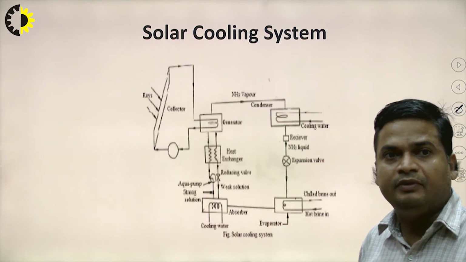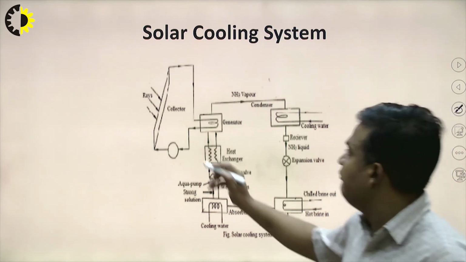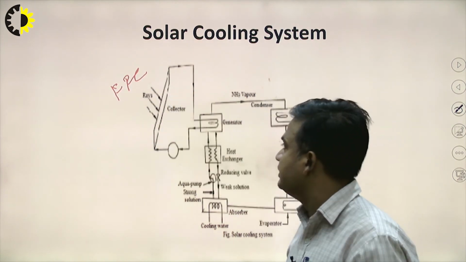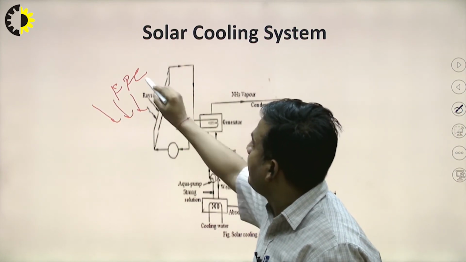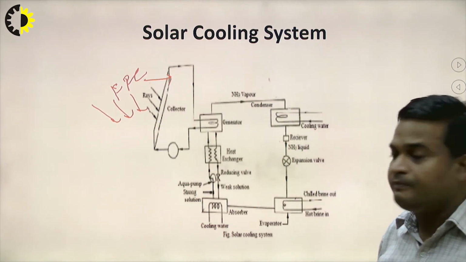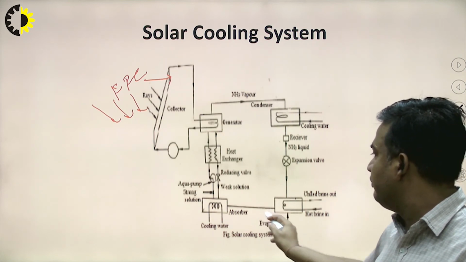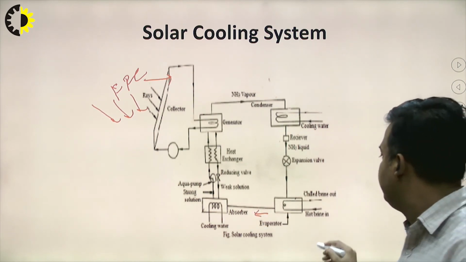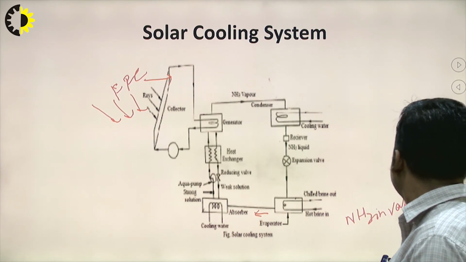Now this is the diagram of this whole solar cooling system. This is the FPC, that is, the flat plate collectors, and radiations are coming from the sun and falling in this region. Now the absorber is there, and ammonia is coming from this side in vapor form, vapor ammonia we can say.